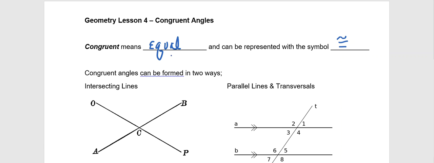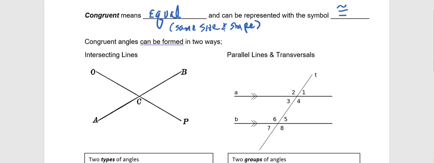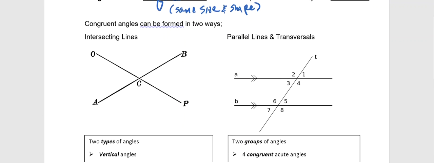So actually, we'll make a note of that down here. So we really mean same size and shape. Now that's more important when we start talking about actual shapes and saying that they're congruent. So if I'm comparing triangles and I want to say they're congruent, I'm saying that those triangles are exact twins of each other. They are the same size and the same shape. For our purposes with angles, they are the same size, so they are equal.